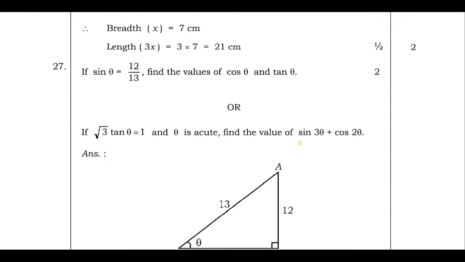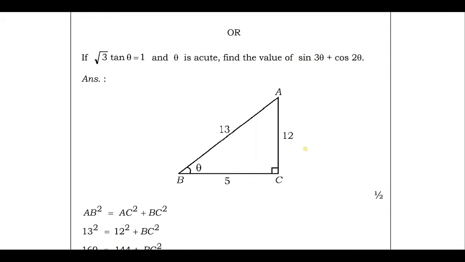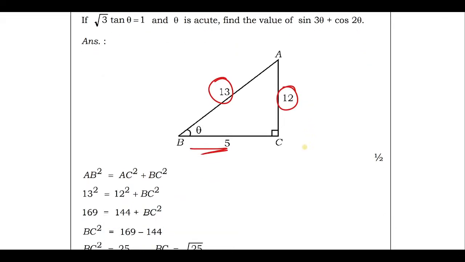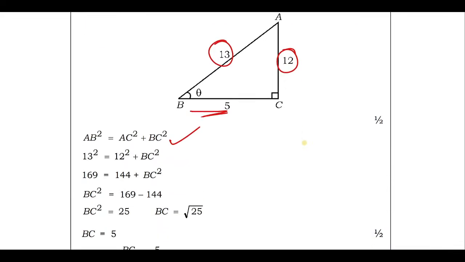If sin theta equals 12 by 13, find the value of cos theta and tan theta. Sin theta is opposite by hypotenuse. We need to find out the base BC. Using Pythagoras theorem, AB square equals AC square plus BC square. What we get is BC as 5.